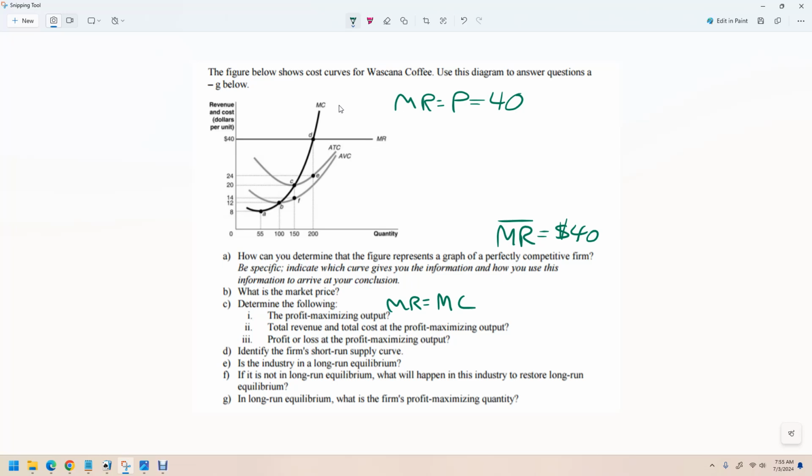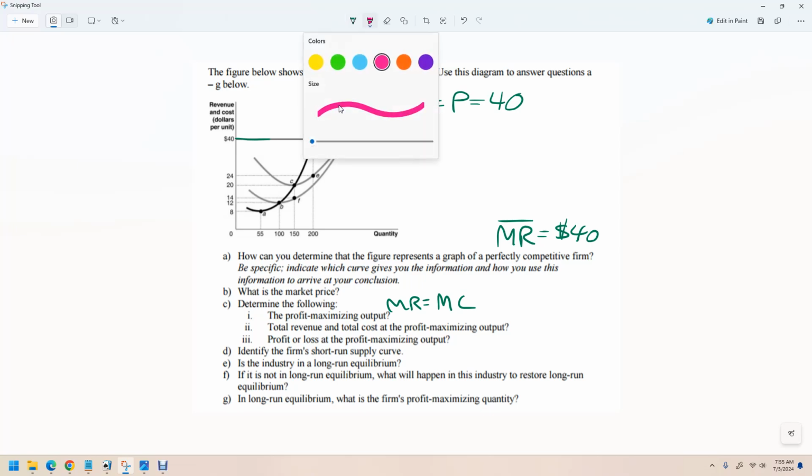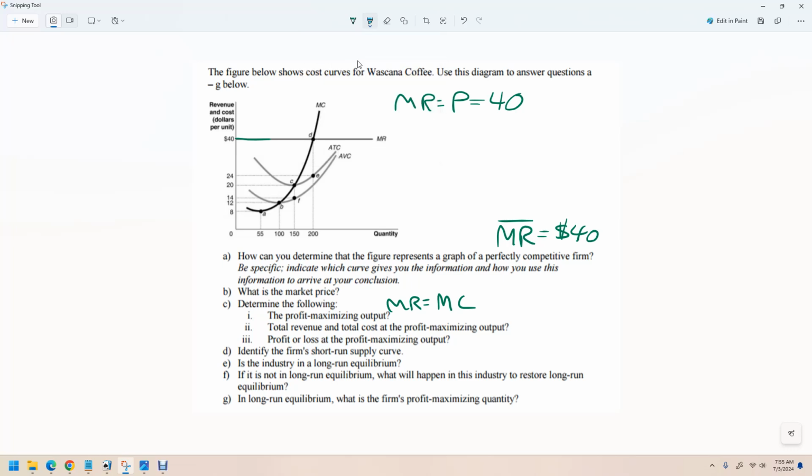So just follow MR over here. We're just going to follow MR all the way until it hits MC, which is the marginal cost, and that's 200. So 200 is the right answer to that one. That is the profit maximizing output.